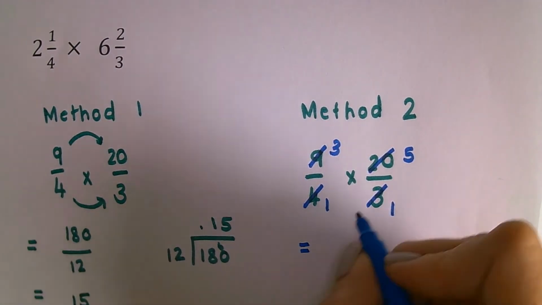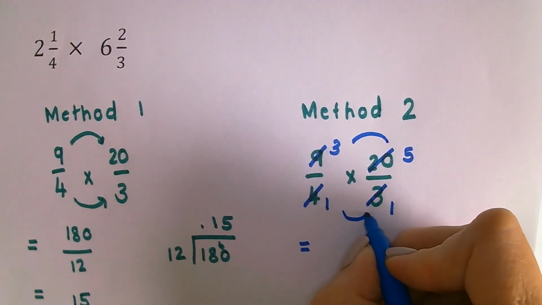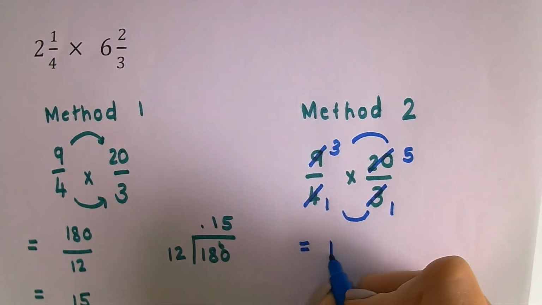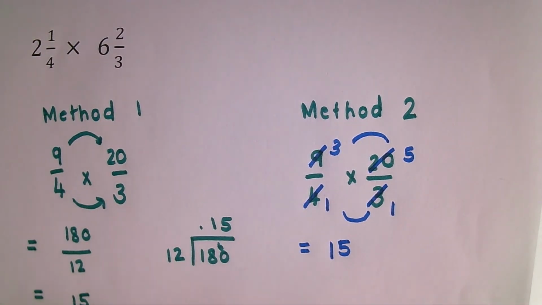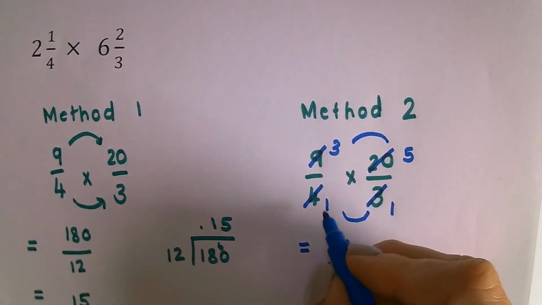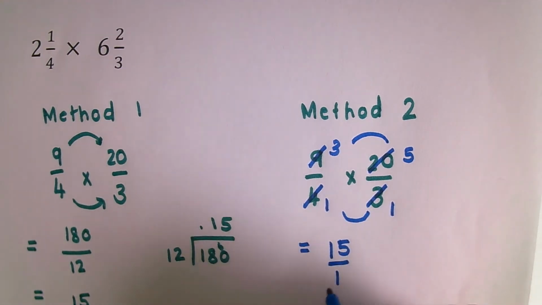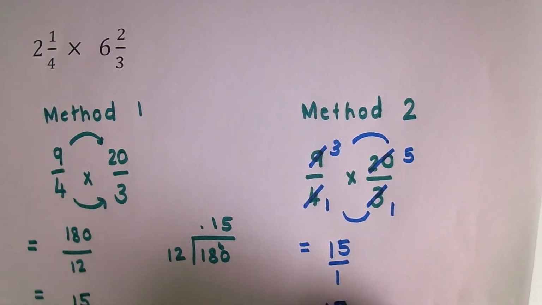Now what we're left with is we're just going to times top with top, bottom with bottom. 3 times 5 is 15. I don't even have to write over 1. If you do want to write over 1, that's fine, but just remember to simplify it further down to just normal 15, and you get your answer. I'm just going to show you what I mean. So 3 times 5 is 15, 1 times 1 is 1, and just write 15.